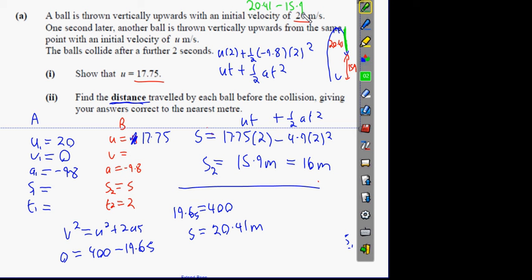Now, this 4.51 is the distance that your first ball covered on the way down. Add them together and what do you get? 24.92, and we round that up to 25 meters. The first ball covers 25 meters, yet the second ball covers 16 meters. Okay, so that's it.